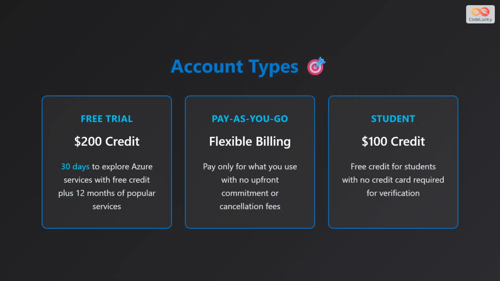Azure offers 3 main account types to suit different needs. The free trial account provides $200 in credit that you can use over 30 days to explore Azure services. Additionally, you get 12 months of access to popular services at no cost. This is perfect for learning and experimentation. The pay-as-you-go account offers maximum flexibility with no upfront commitment. You only pay for the resources you actually use, and you can cancel anytime without fees. Finally, the student account is designed specifically for students, offering $100 in credit with no credit card required for verification. This makes it easy for students to learn cloud computing without any financial barriers.